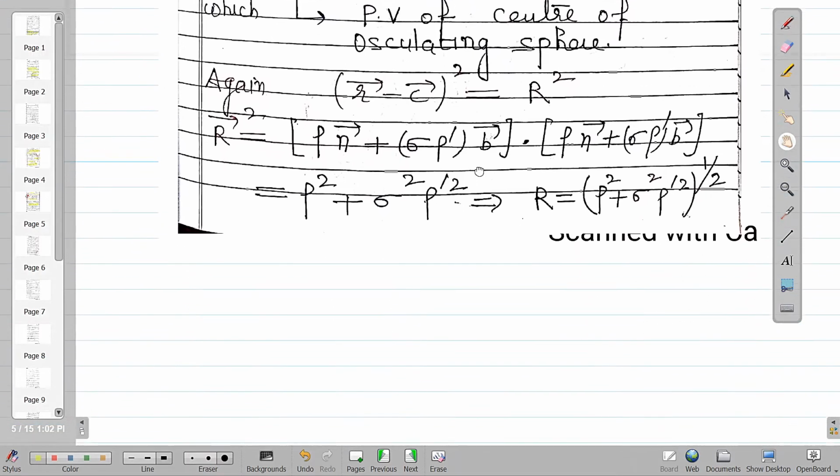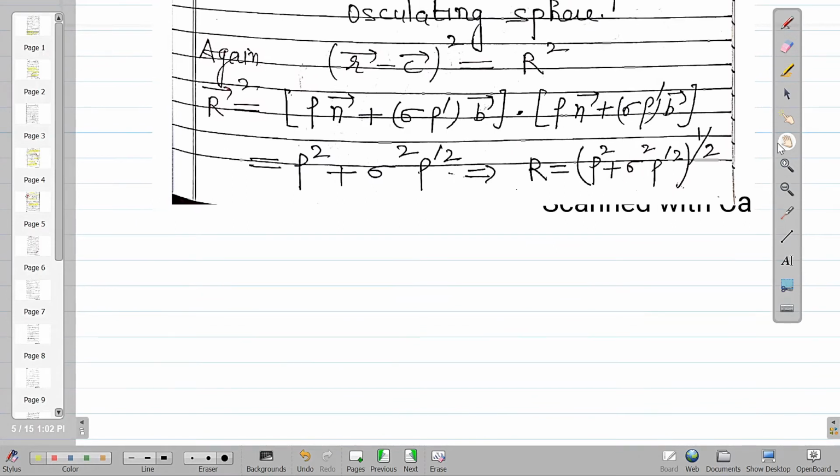So substitute the value of R minus C. What we get is rho n vector plus sigma rho dash b vector. Similarly, take the dot product with these values, and minus is cancelled with minus. So this term will become rho square plus sigma square rho dash square, and from this equation we get the value of R.